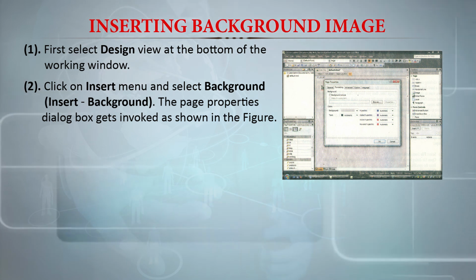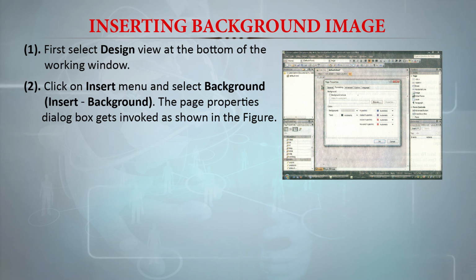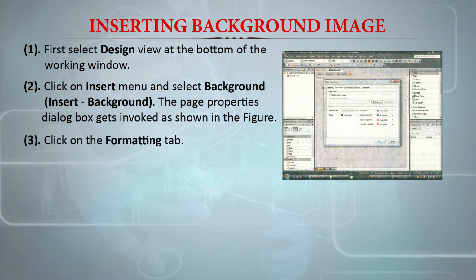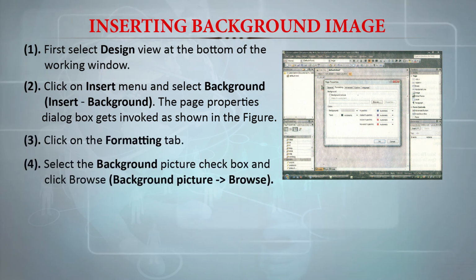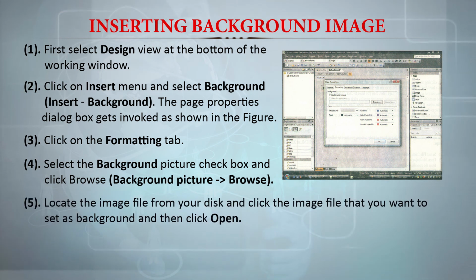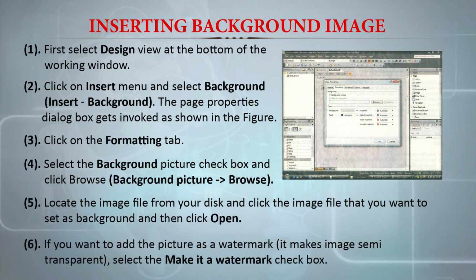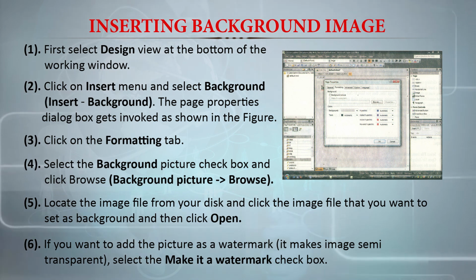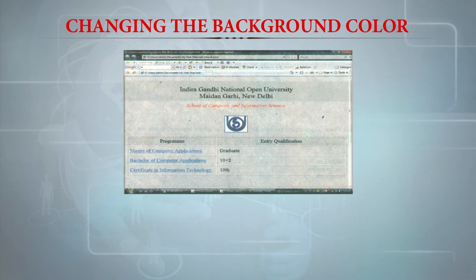The Page Properties dialog box gets invoked as shown in the image, and then click on the Formatting tab. Select the Background picture checkbox and then click on Browse. Locate the image file from the disk, click the image file that you want to set as background, and then again click Open. If you want to add the picture as a watermark, which makes the image semi-transparent, then select the Make it a watermark checkbox. Changing the background color is also possible.